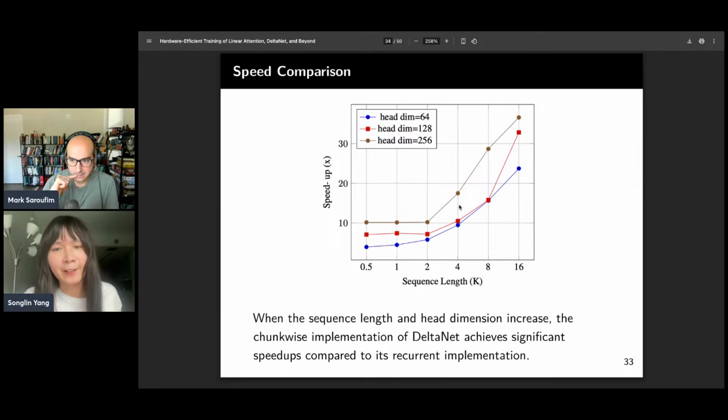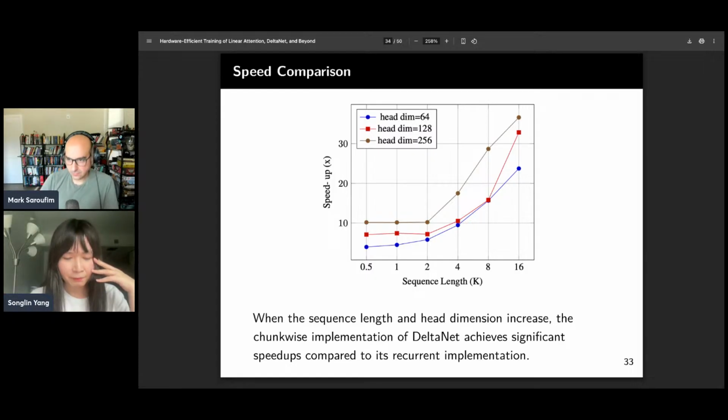And this is where the recurrent implementation will be much slower. For the chunkwise implementation, since we already have sequence-level parallelism, its speed is not influenced much by increasing the sequence length. This is why we want this sequence-level parallelism, this chunkwise algorithm, to train these models over a very long training sequence length.